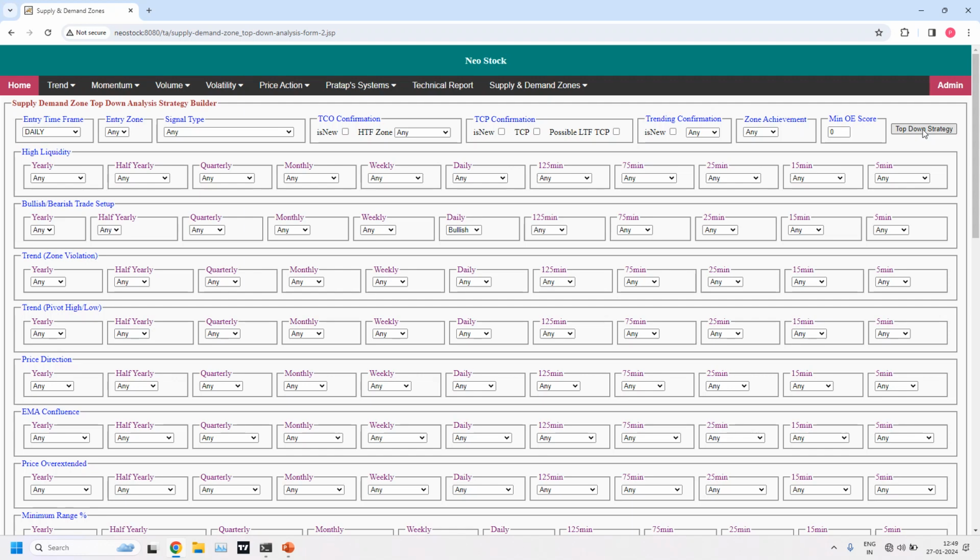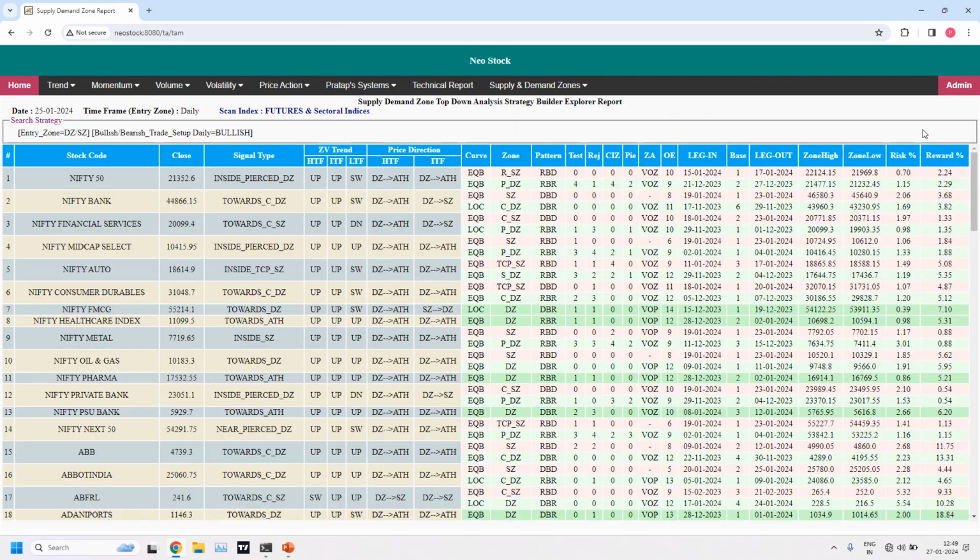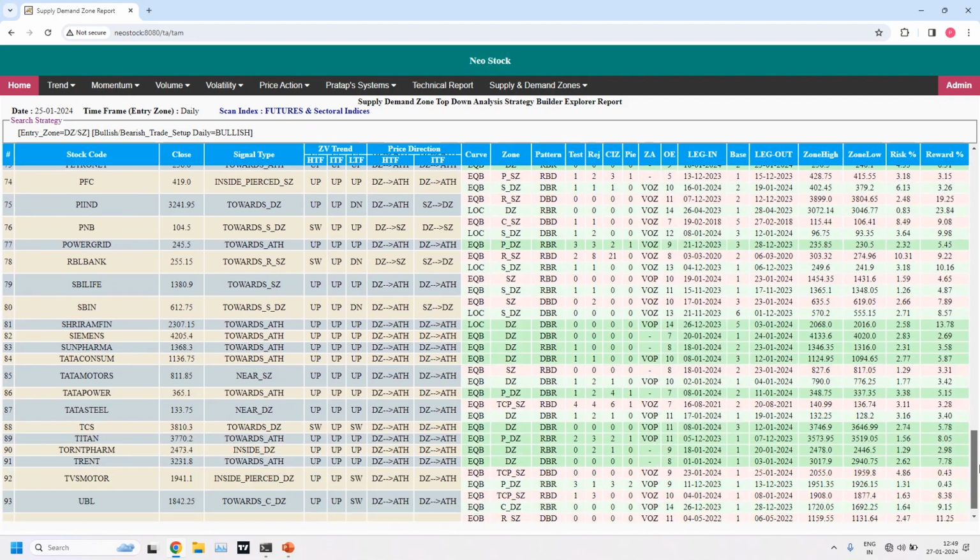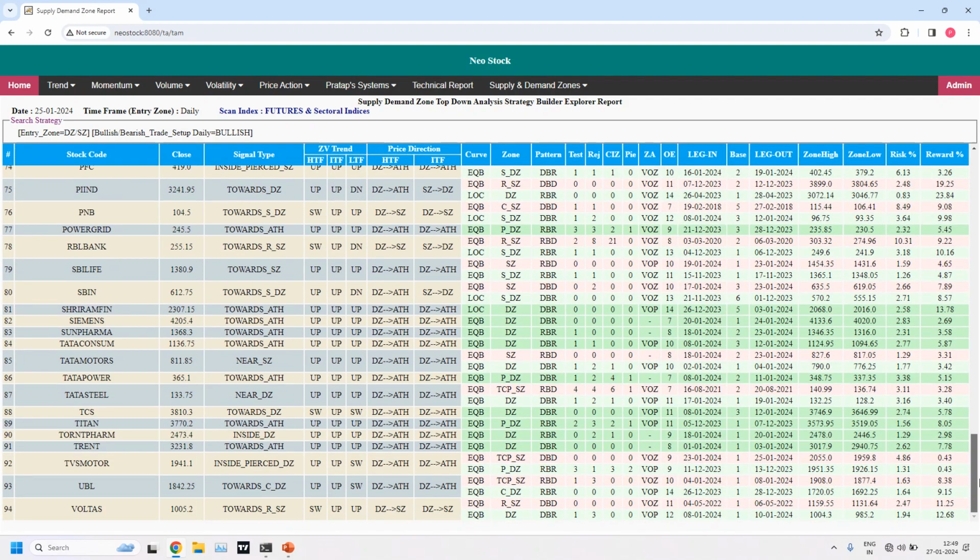So let me search the stocks that are supporting bullish trade setup. Now the list is filtered. It searched all the 200 stocks, which includes a few indices, and the remaining are the equity stocks listed in the F&O segment. The total, how many stocks did it filter? 94 stocks. Currently 94 stocks in the daily time frame are supporting bullish trade setup.